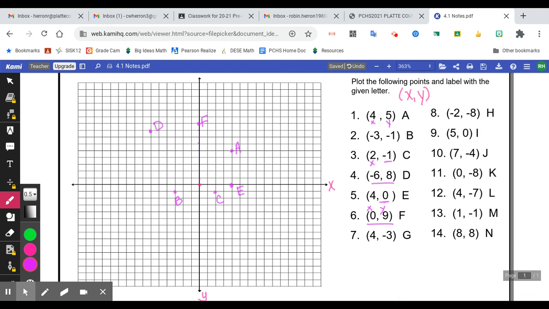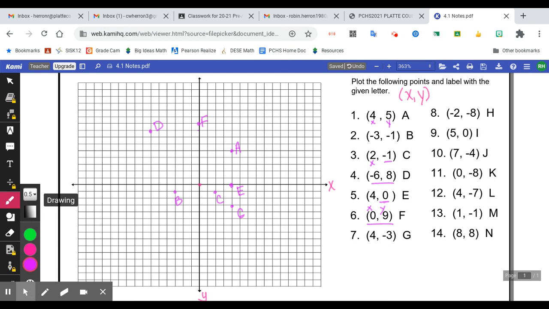Okay, so number 7 gives me 4, -3. Now, if you notice, we've kind of done almost every quadrant here. 4, -3 would be 1, 2, 3, 4, and then down 3. 1, 2, 3. So this would be letter G. And again, I'm going to erase these. Okay. All right, we'll do a couple more, and then I'm going to ask you guys to do several more on your own, okay?